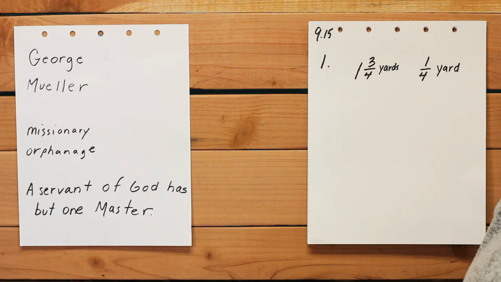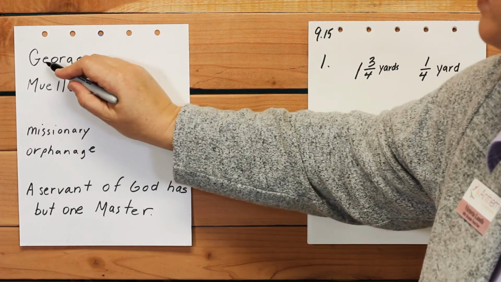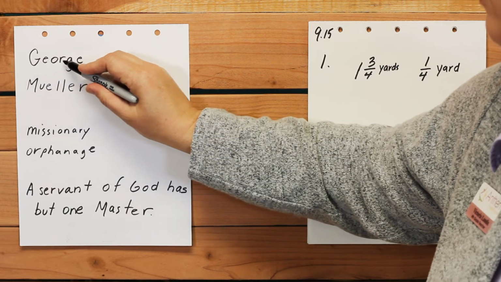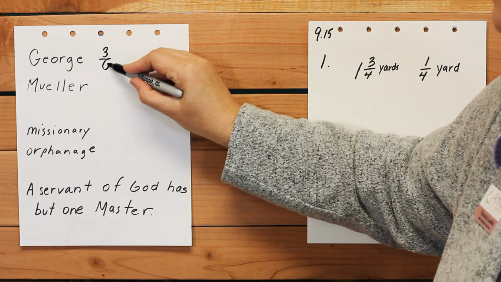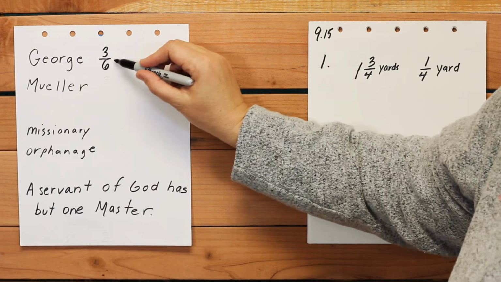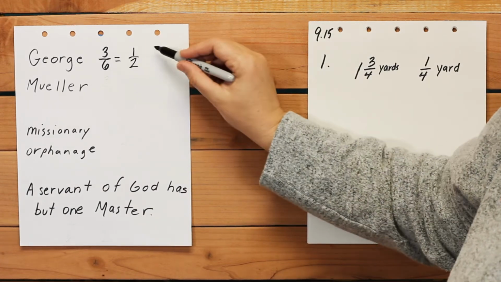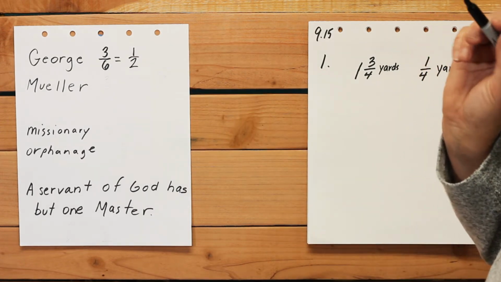First, let's look at the word George and find the fraction of vowels in the letters of his name. If we look at George, we can say vowels 1, 2, 3, but there are 1, 2, 3, 4, 5, 6 letters. So we would say it's 3/6, and then we recognize that 3/6 needs to be in simplest form. The simplest form of 3/6 would be 1/2. So George has half vowels compared to consonants.